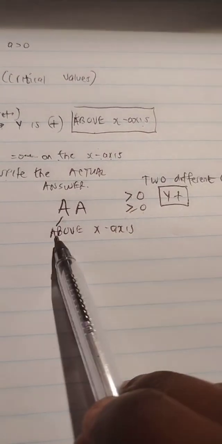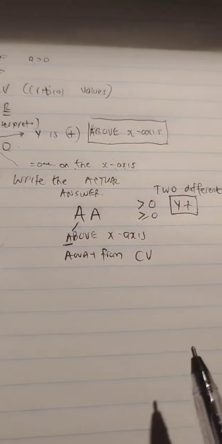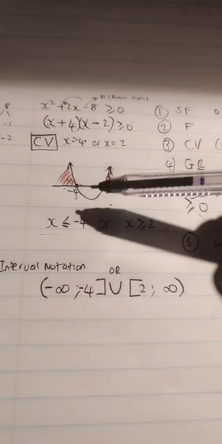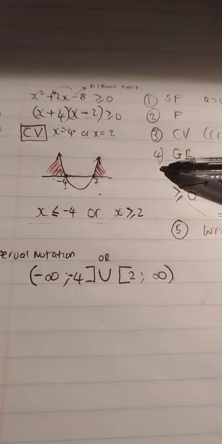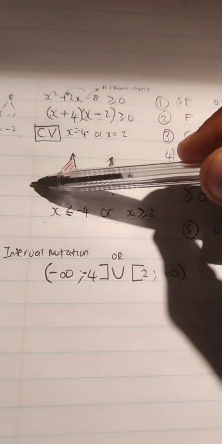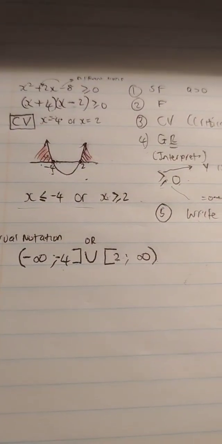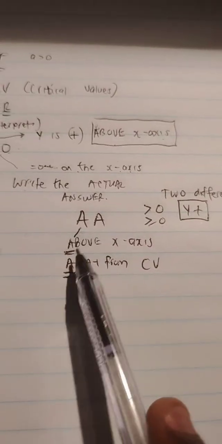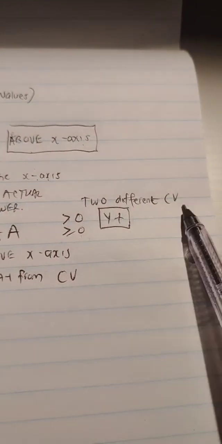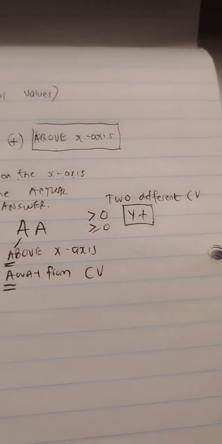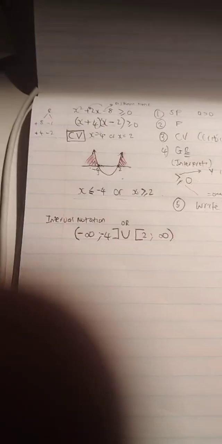What does that mean? Above the x-axis, away from the critical values. AA. Above and away from this side, above and away on that other side. So I call it the AA situation if you have 2 different critical values.